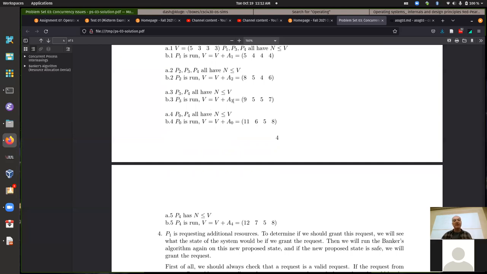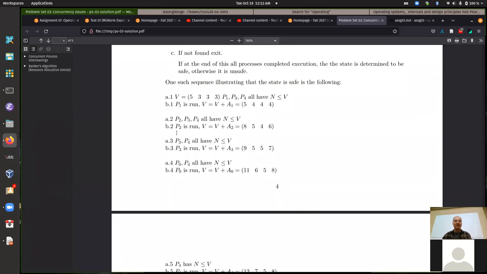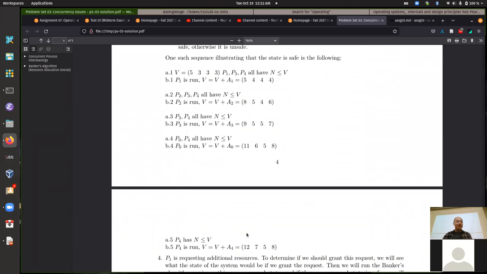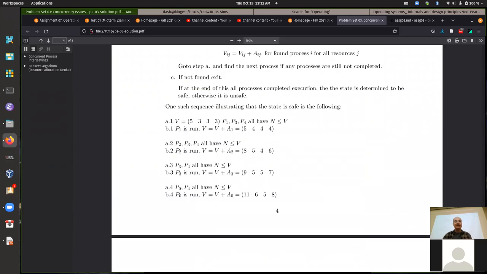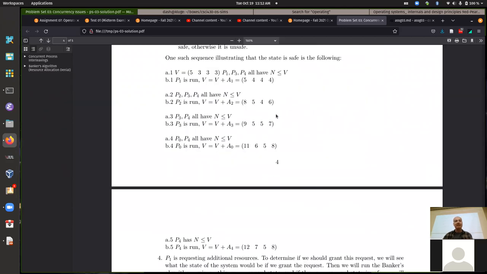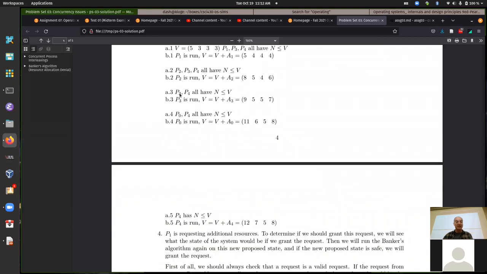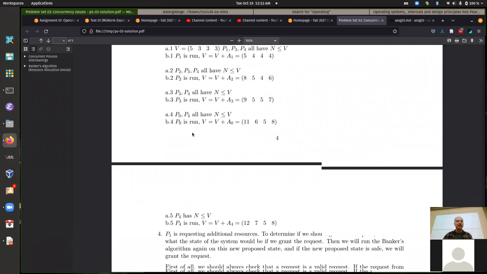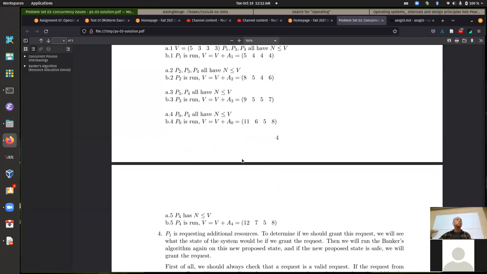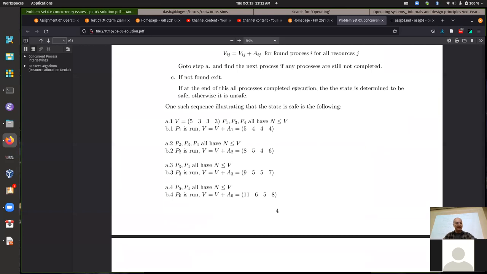Another hint or request is that it is good to also show the complete sequence and maybe even explicitly state it. So at the end, the state is safe because the sequence in the example solution, P1, 2, 3, 0, 4, safely runs all the processes to completion. Thus, the initial state was safe as given.